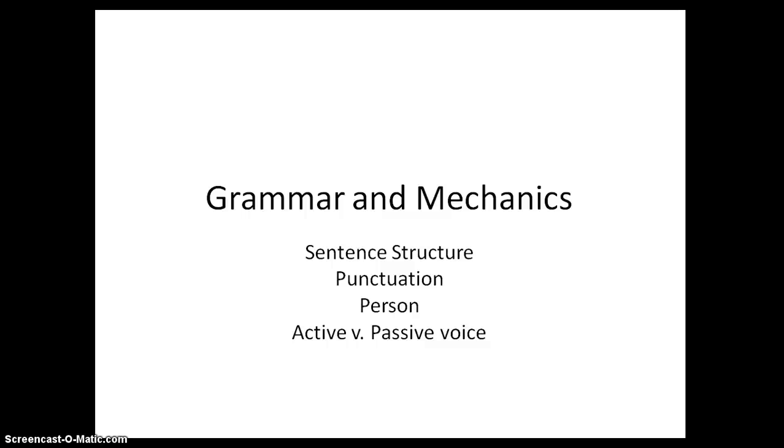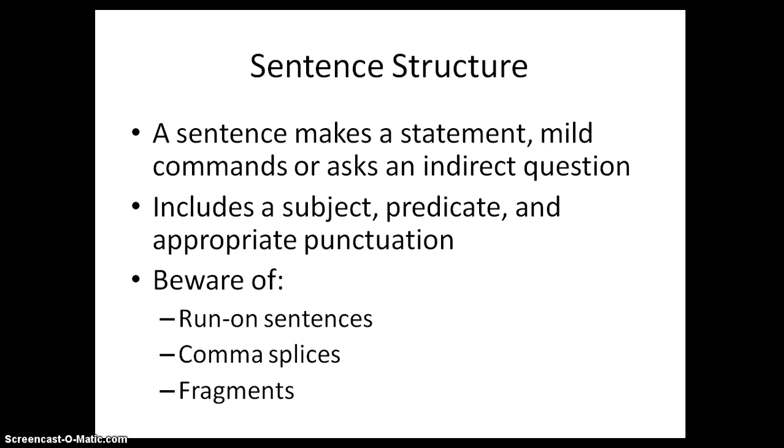Grammar and mechanics. This includes sentence structure, punctuation, person, and active versus passive voice. Sentence structure. A sentence makes a statement, a mild command, or asks an indirect question. It includes a subject, a predicate, and appropriate punctuation. Beware of run-on sentences, comma splices, or fragments that will be explained later.